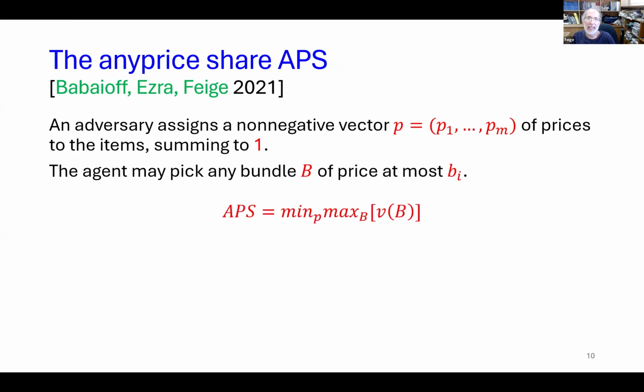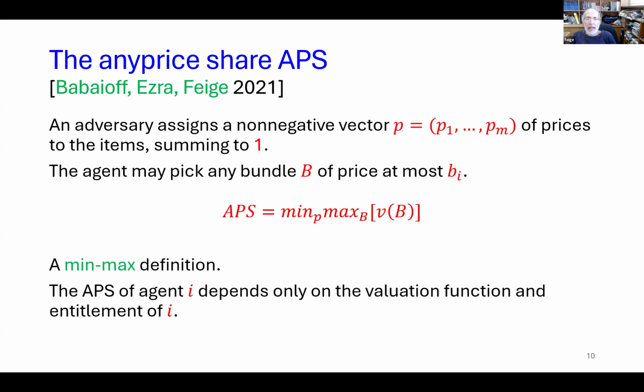So the APS, the any price share, is the minimum over all possible prices of the maximum value bundle that you can pick under these prices. So this is a min-max sort of definition for the any price share. Like all shares, the APS of an agent depends only on the valuation function of the agent and the entitlement of the agent. It does not depend on the valuations of other agents and does not depend on the entitlements of other agents.